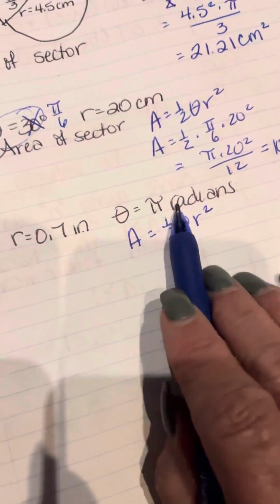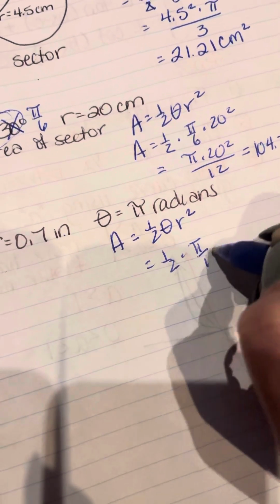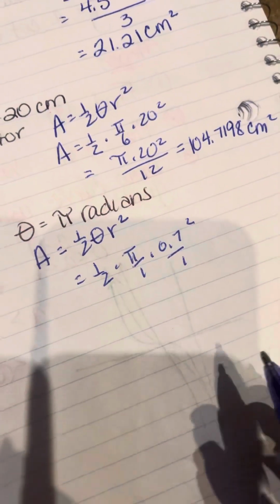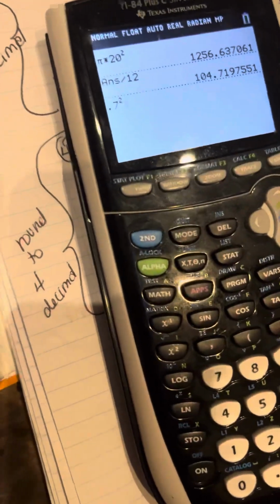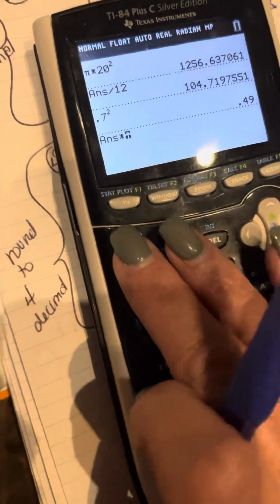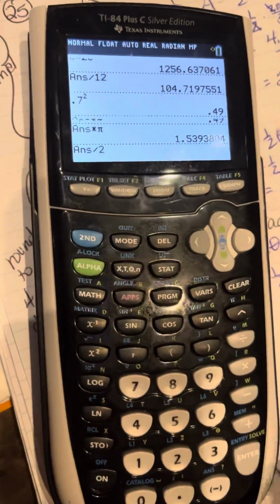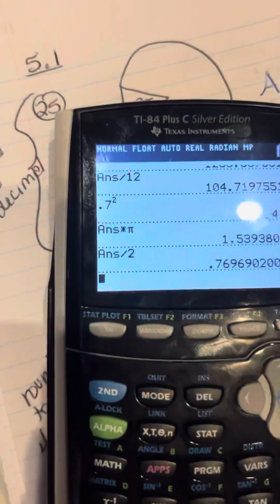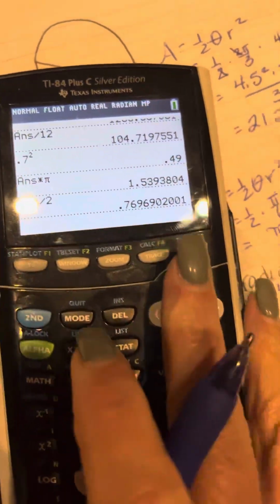This one right here is already in radians, so it's just a matter of plugging it in. Put the pi over 1. Put the 0.7 over 1. The 0.7 has to be squared. So in the calculator, I'm going to do 0.7 squared times pi divided by 2. So I just did all that. And I got 0.7697, because again, 4 decimal places. We were in inches, so it's square inches.